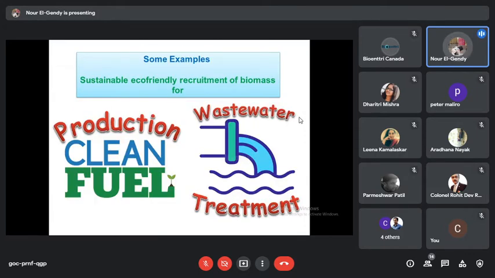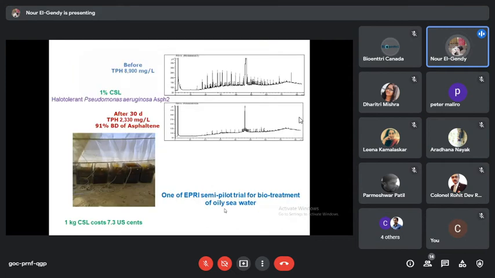Now I will summarize some examples of sustainable and eco-friendly recruitment of biomass for production of clean fuel and wastewater treatment. These are from our lab, and my team works in the field. This, for example, is a semi-pilot for the treatment of water contaminated with crude oil, applying available waste like corn steep liquor coming from the starch industry.